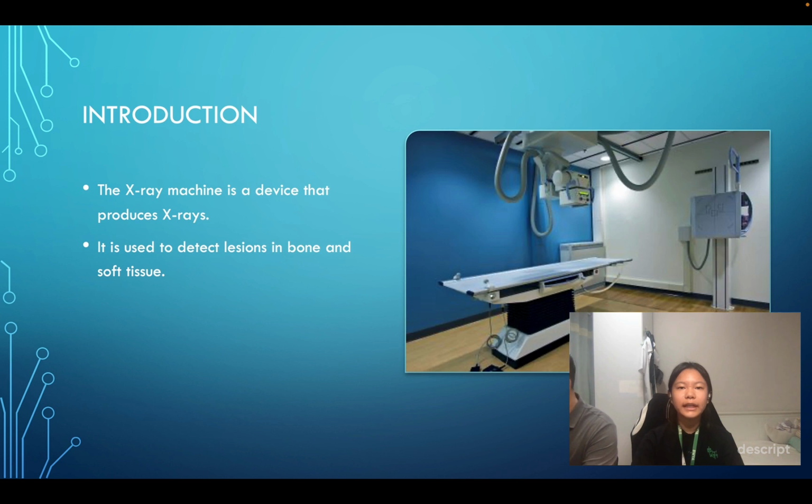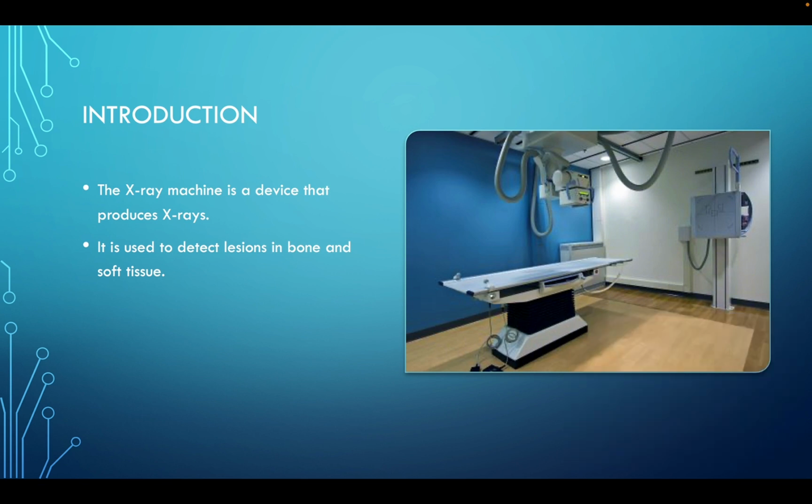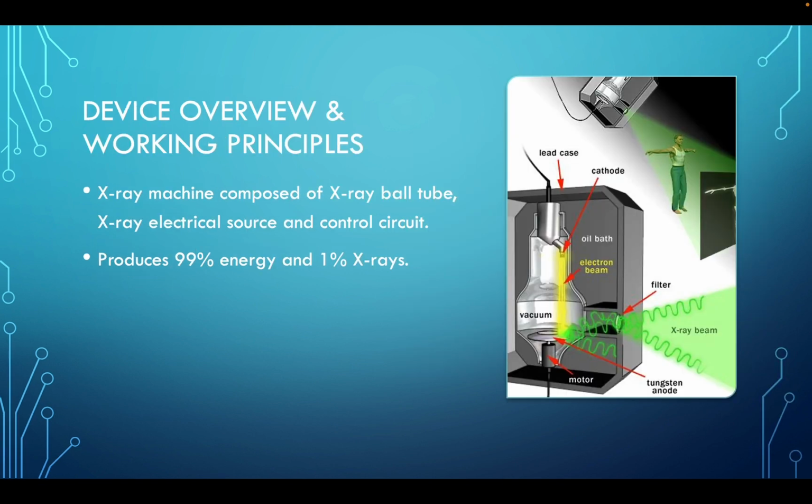The X-ray machine is a device that produces X-rays. It is mainly composed of an X-ray bulb, an X-ray electrical source, and a control circuit. The X-ray bulb is composed of a cathode filament, an anode target, and a vacuum glass tube. The X-ray power supply can be divided into two parts, the high voltage power supply and the filament power supply. The picture shows the full structure of an X-ray machine.